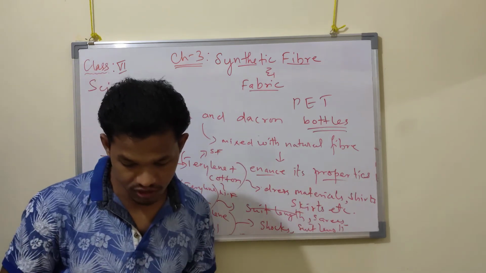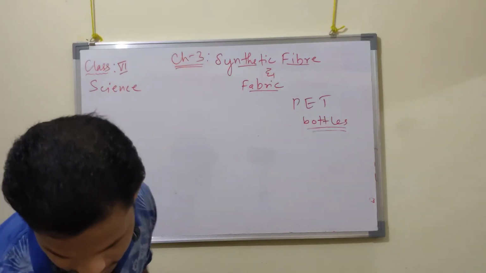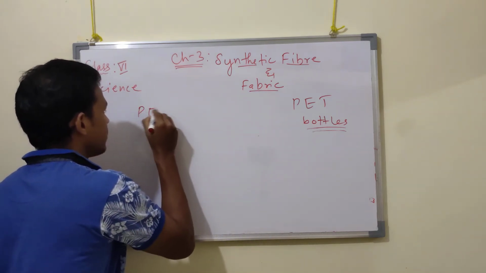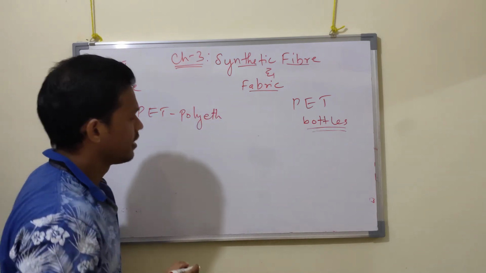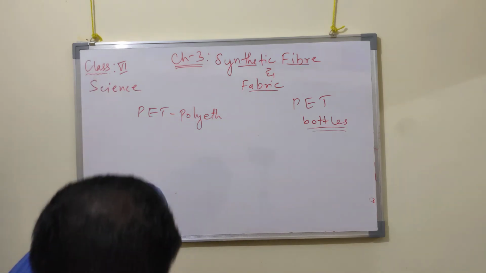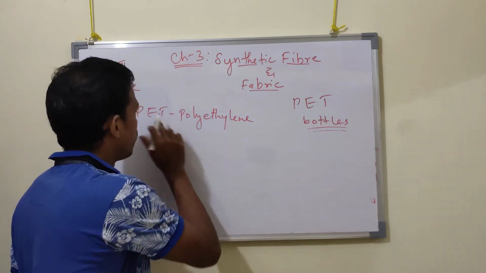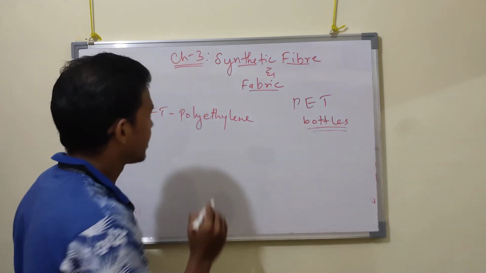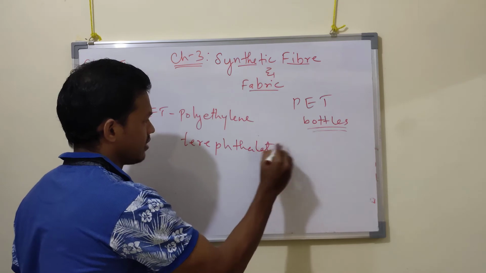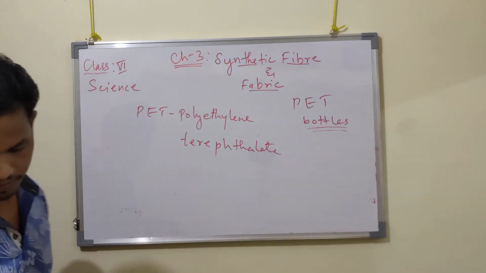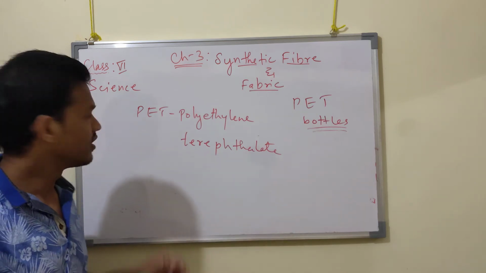What does PET mean? PET means polyethylene terephthalate. POLY, ethylene, TEREPHTHALATE. Polyethylene terephthalate. This is the full form of PET.